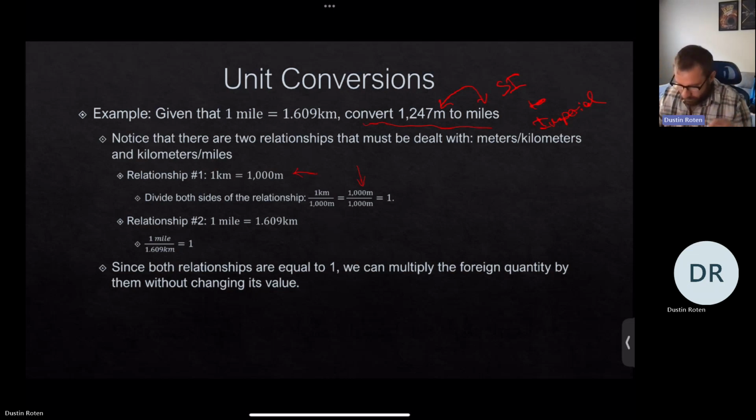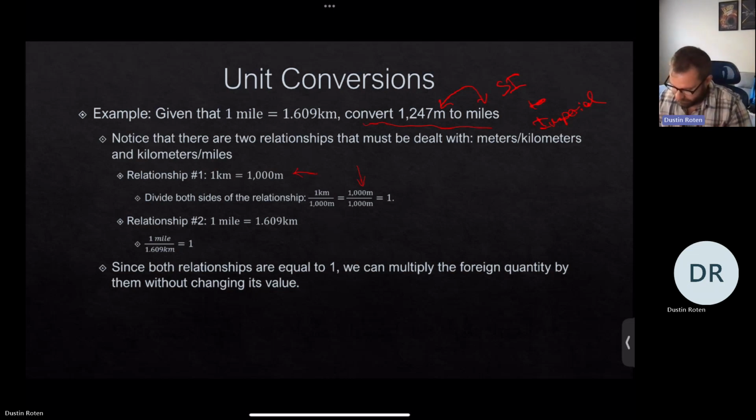So you'll notice, since we have 1, we can take whatever we want and multiply it by 1, right? And it doesn't change anything because multiplication by 1 doesn't do anything. So if we have a foreign quantity, so here this foreign quantity is 1,247 meters. We don't like that. We want to change it to miles. So we can take that chunk of meters and we can multiply it by 1 all day long. It doesn't change it, right?